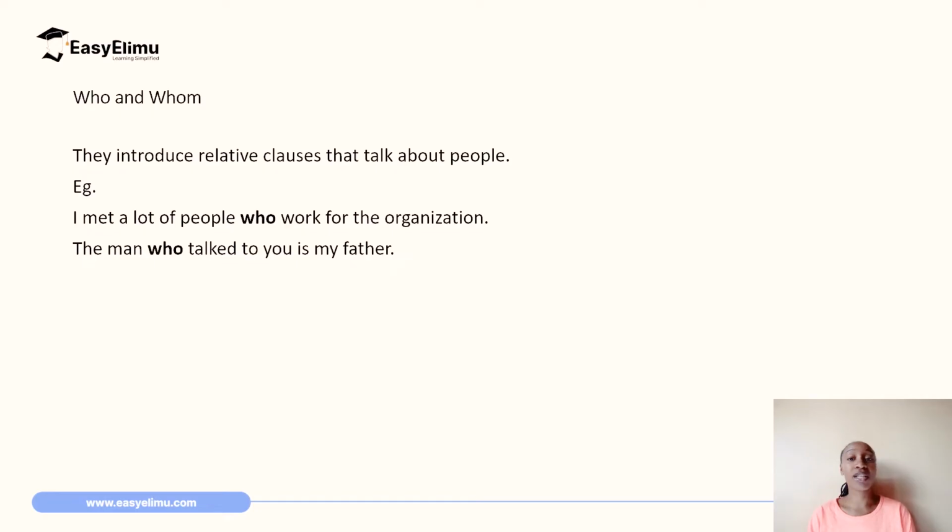So we can start by talking about who and whom. These two relative pronouns introduce relative clauses that talk about people. If a relative clause is talking about people, it will be introduced by either who or whom. For example, I met a lot of people who work for the organization. The man who talked to you is my father. So as you can see in those sentences, they are introducing a relative clause that is talking about people.